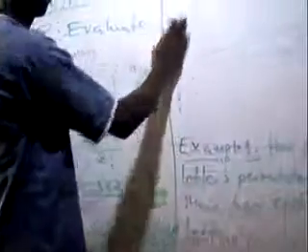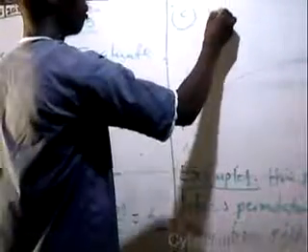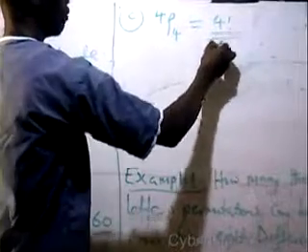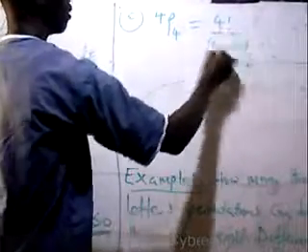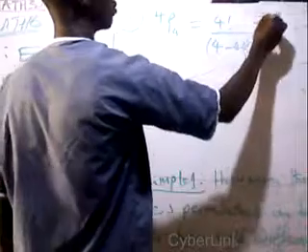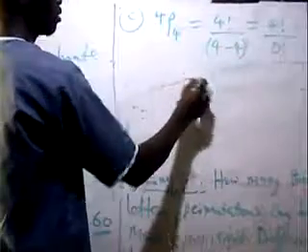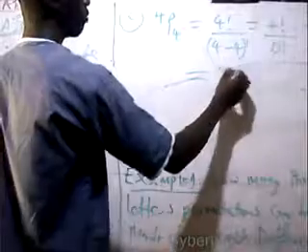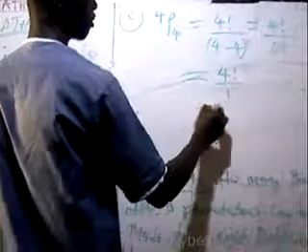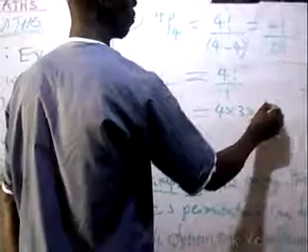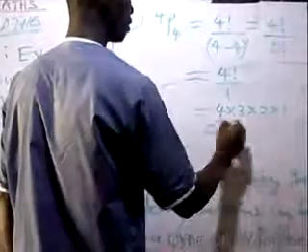C, where we have 4 permutation 4, and of course it is 4 factorial all over 4 minus 4 factorial, which is equal to what? 4 factorial all over 0 factorial. I have told you 0 factorial is 1. So we have 4 factorial all over 1. And of course, that is 4 times 3, which is 12, times 2, which is 24, times 1, which is 24. So our answer is 24. So that is that. I hope this is very simple.